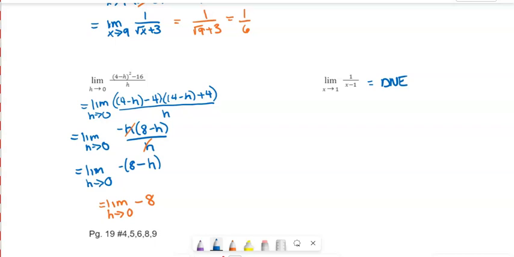For practice, you should do page 19, numbers 4, 5, 6, 8, and 9. If you ever want to check your work, you can always use Desmos to see if your limit is correct.